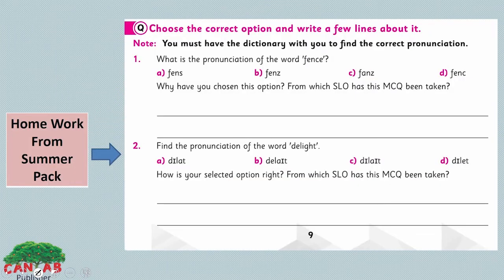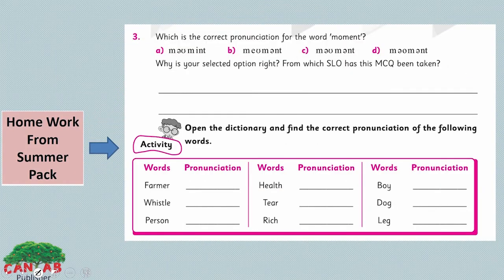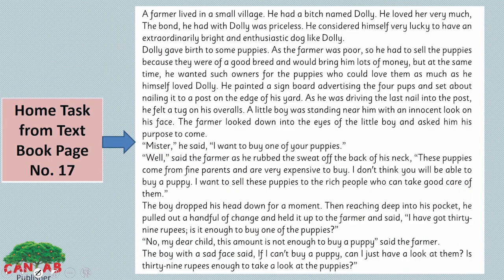Dear student, this is your homework from the summer pack. This is also a page from your unit number 2, page number 70. I want you to find some words from this page with British pronunciation: the diphthongs, the vowel sounds, the consonant sounds, in which the letter R is silent. This is also your home task from your textbook. I hope you can do it very easily.